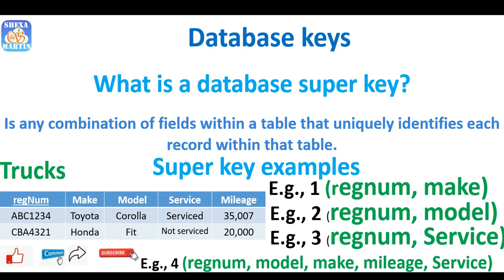So these are examples of what we can call a super key. If you are asked, can you give me an example of a super key? The first one is to list all the columns of a table, and then you say here we have a super key, and then we can have any subsets that we can formulate. Here I just gave you 4, but you can have more. Maybe you can say regnum, model, and mileage, regnum, model, and service, making all those combinations to come up with super keys.